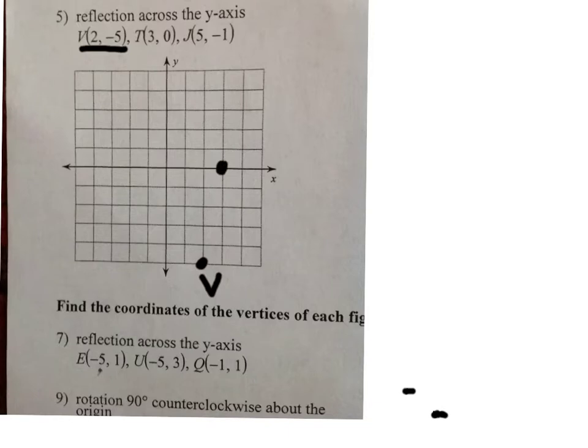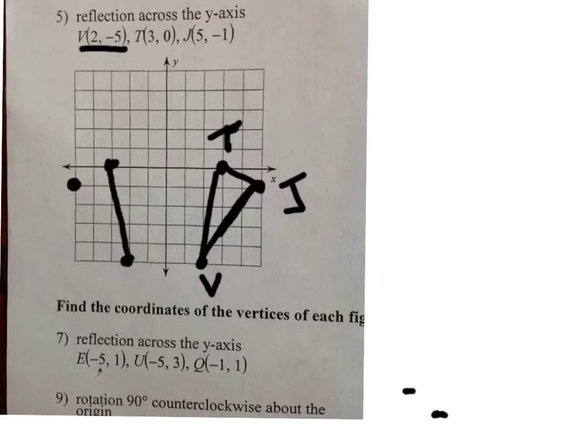Point T, (3, 0). And point J, (5, -1). And now I have my triangle. Once I have my triangle, I'm reflecting across the y-axis. I go ahead and do the exact same thing I did before. T is 3 spots to the left, J is 5 spots to the left, and V. And again, I have the exact same idea, except I have what we call reverse orientation.